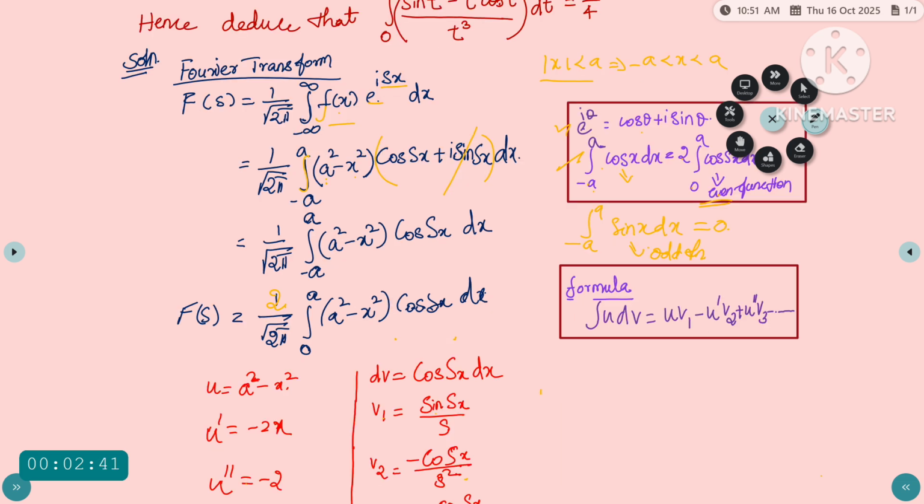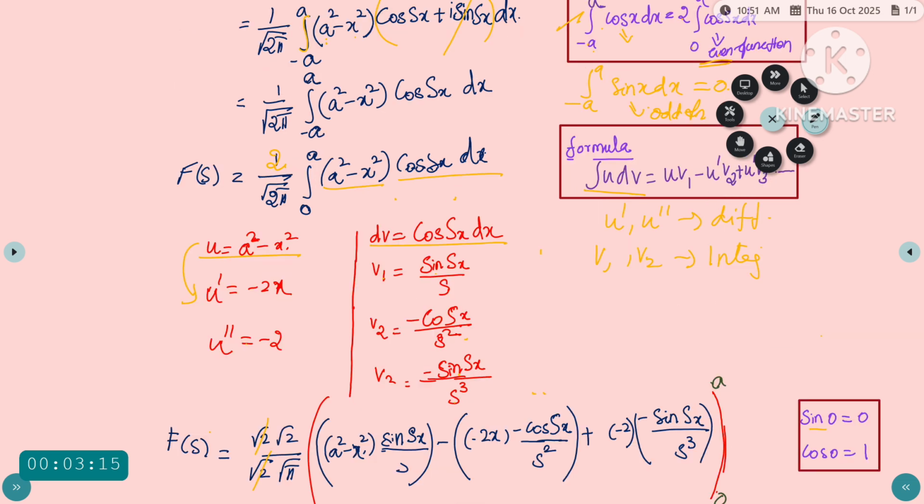Now let us integrate the function. For integrating the function, we are using the formula for integral u dv. What is the formula for integral u dv? u v1 minus u dash v2 plus u double dash v3 and so on. Here u dash, u double dash are the differentiations of u, and v1, v2, v3 are the integrations of v. So taking the first term a square minus x square as u and the remaining term cos sx dx as dv.